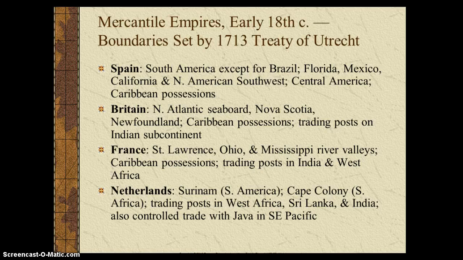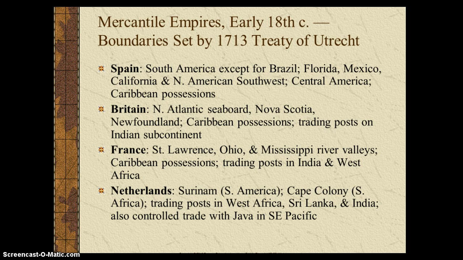Early in the 18th century, 1700s. Boundaries are set by the 1713 Treaty of Utrecht. It gives each one of these countries, Spain, Britain, France, and the Netherlands, certain things. It gives Spain South America except for Brazil, Florida, Mexico, California, and North American Southwest, Central America, and Caribbean possessions. Next thing it does is give Britain the North Atlantic seaboard, Nova Scotia, Newfoundland, parts of Canada, Caribbean, and trading posts on the Indian subcontinent. So they are now in Asia, which would be India.